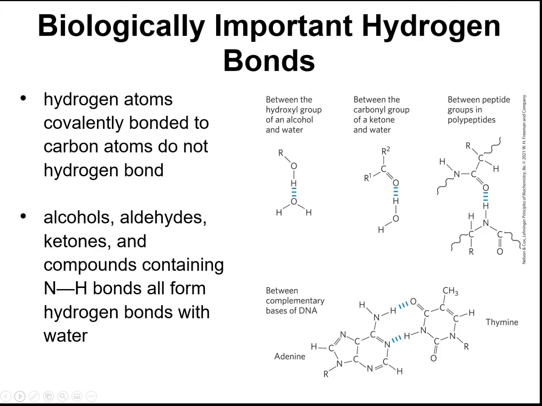So you'll notice a lot of carbons with hydrogen atoms. Those do not participate in hydrogen bonding. However, if you see hydrogens that are a part of an alcohol, or if you're looking at a ketone, if you're looking at compounds that have nitrogens with hydrogens attached to them, those are all fair game for hydrogen bonds. So you'll need to recognize places where hydrogen bonding can occur.